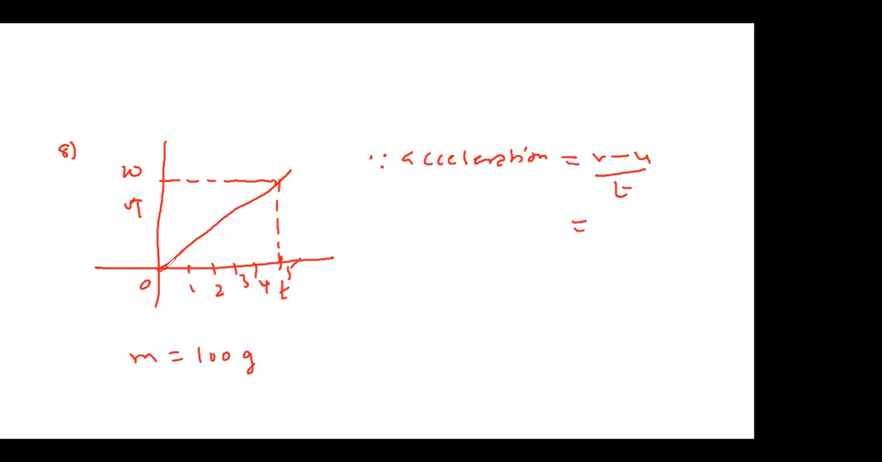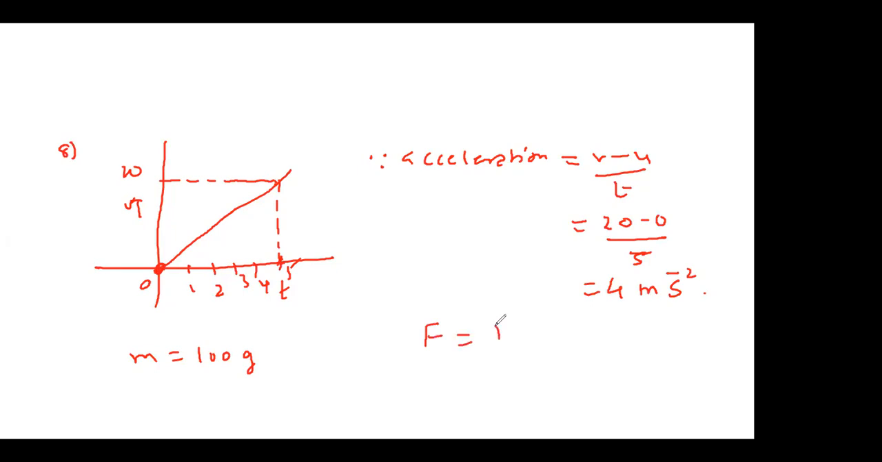At 0, what is the velocity from the graph? 0. At 5 seconds, it is 20 meter per second. So 20 minus 0 upon 5 will be the acceleration. It is 4 meter per second square.